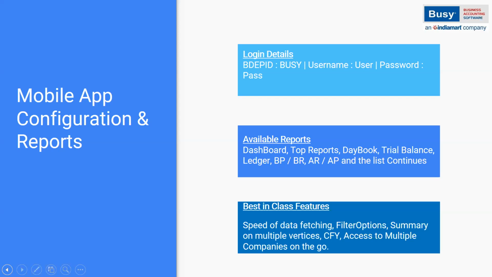You can change the financial year. You can connect multiple companies in a single go. Same as in Busy, where you can connect multiple companies, in the mobile app also, you can connect multiple companies. You can change the financial year. You can work.